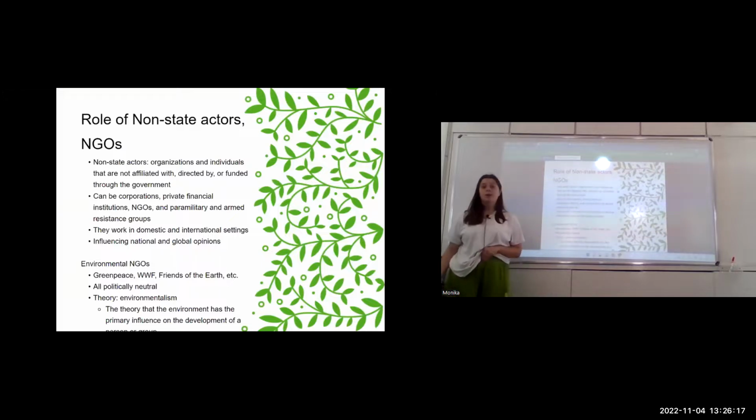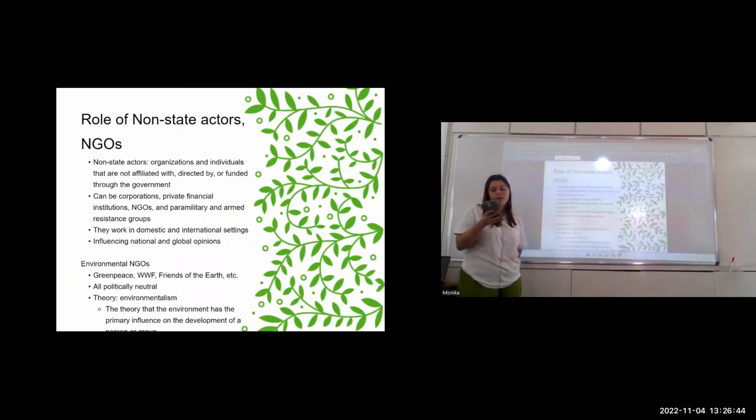Some examples of environmental NGOs are Greenpeace, WWF, Friends of the Earth, and a lot more. Something they all have in common is that they're supposed to be politically neutral. They're not supposed to pick a side when it comes to politics, but they're supposed to influence all the parties, if that makes sense. And they also all share the same theory, which is environmentalism, which Teresa defined earlier.